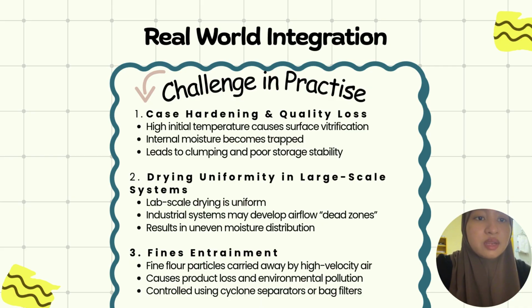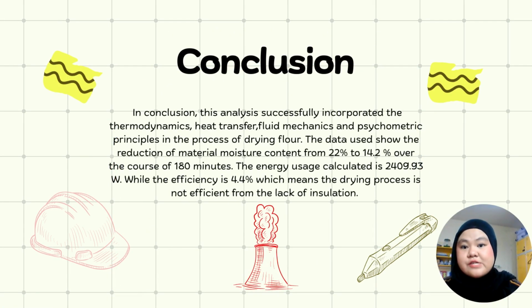Lastly, fines entrainment is a fluid mechanics related issue in flour drying. Due to the very fine particle size of flour, high velocity air can carry particles out of the dryer through the exhaust stream. This leads to product loss and environmental pollution. To address this issue, industrial facilities commonly use cyclone separators or bag filters to recover fine particles and improve overall process efficiency.